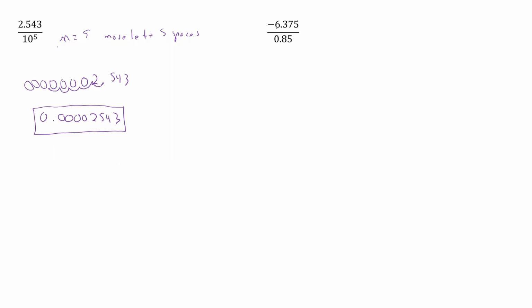All right, so this one we have a negative divided by a positive, so we know our answer is negative. And then all we have to do is do the division. So first thing first, we move 2 spaces here to get a whole number in the denominator. And we move 2 spaces here. And so we have 85 into 637.5. All right. So now we just have to do this division.